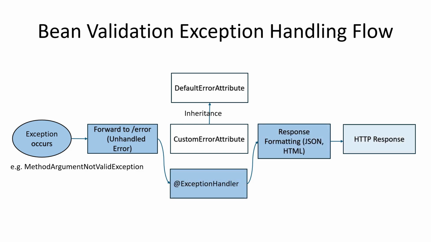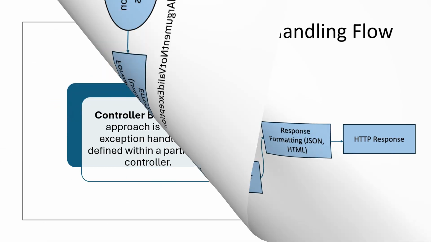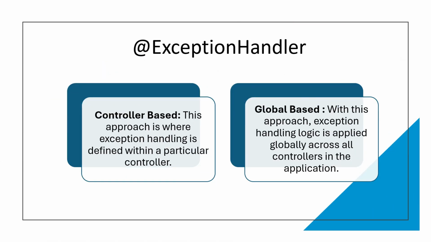There are controller-based and global-based exception handler implementations. Use a controller-based exception handler when you want specific error handling behavior limited to a single controller. Use a global-based exception handler when you want to handle exceptions consistently across multiple controllers and have a centralized place for exception handling. If any exception handler is implemented for a specific exception, Spring does not call the custom error attributes for that exception.